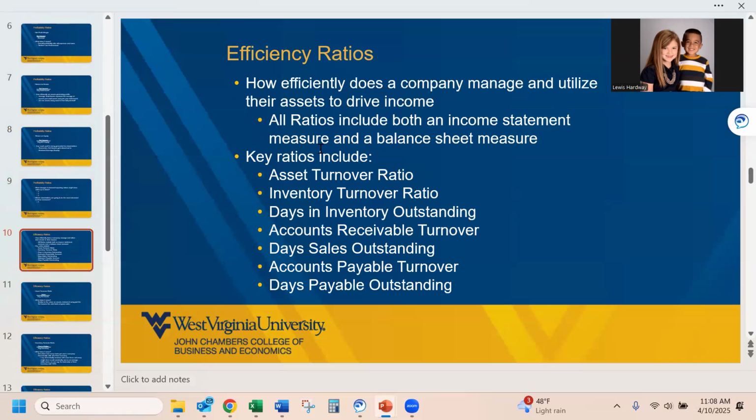Okay, so efficiency ratios. How efficiently does a company manage and utilize their assets to drive income? These are different from the profitability ones, because all of these ratios include both an income statement line and a balance sheet line, one or the other, numerator or denominator.